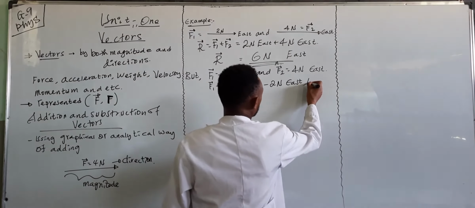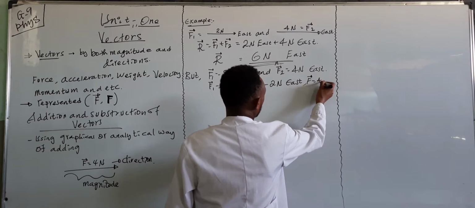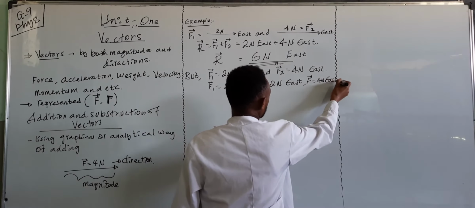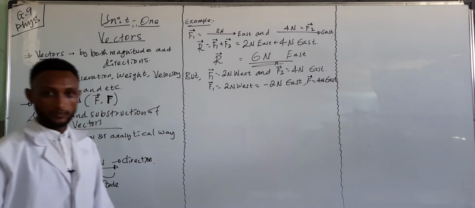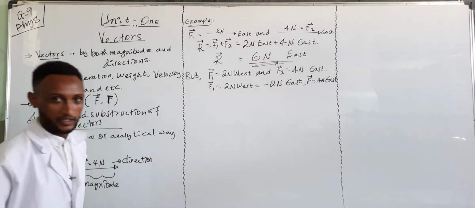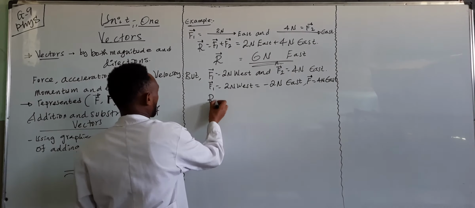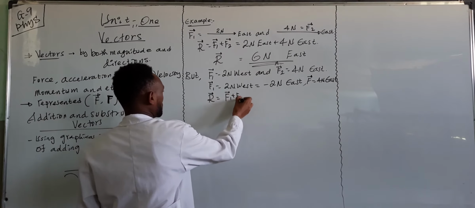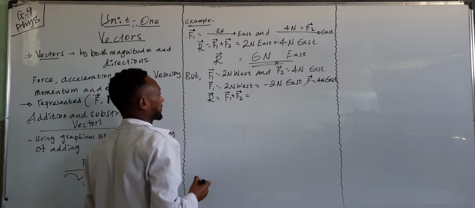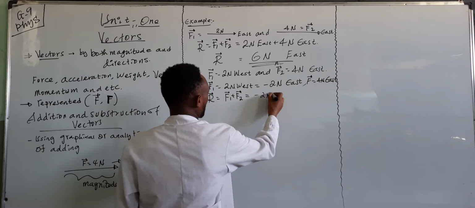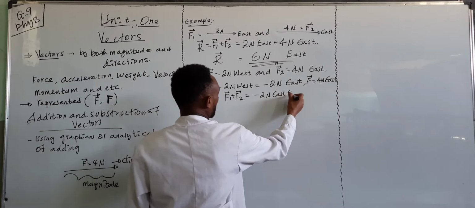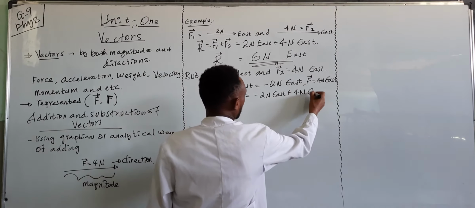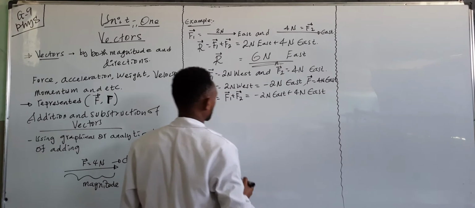And that means force 2 is 4 Newton in east direction. Now their direction is the same. Similarly, we can add their values. The resultant force, which is equal to force 1 plus force 2, gives minus 2 Newton in east direction plus 4 Newton in east direction.